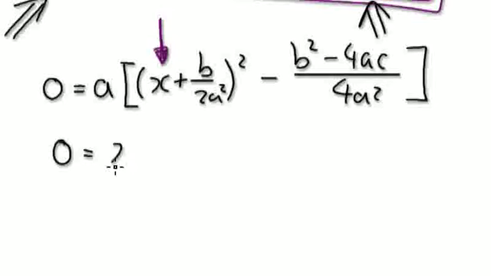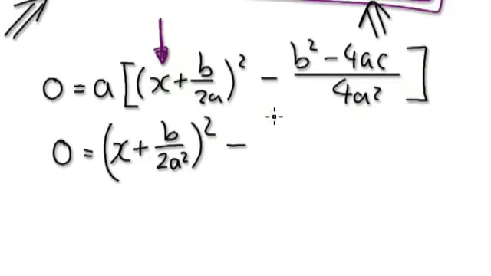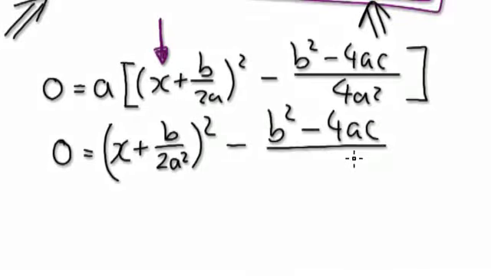And then you have this x plus b over 2a squared. Sorry, this is a here. And then square this, and then this squared minus 4ac over 4a squared. Should there be a squared here? No, sorry, there's no squared here.